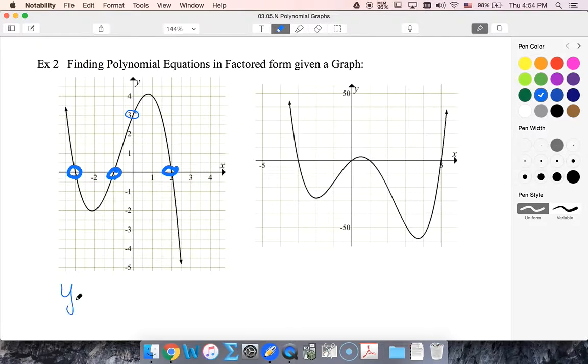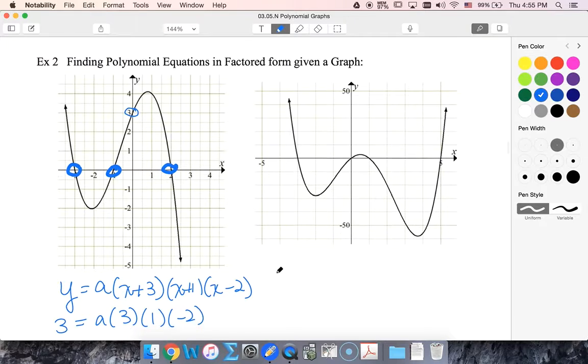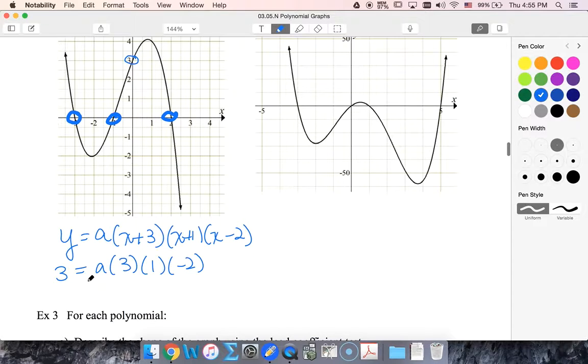So that tells me this is a polynomial in factored form that would have the form a(x + 3)(x + 1)(x - 2). Since it goes through (0, 3), y is 3 when the x value is 0. So that tells me that my a value must be -1/2, so that these are equal.